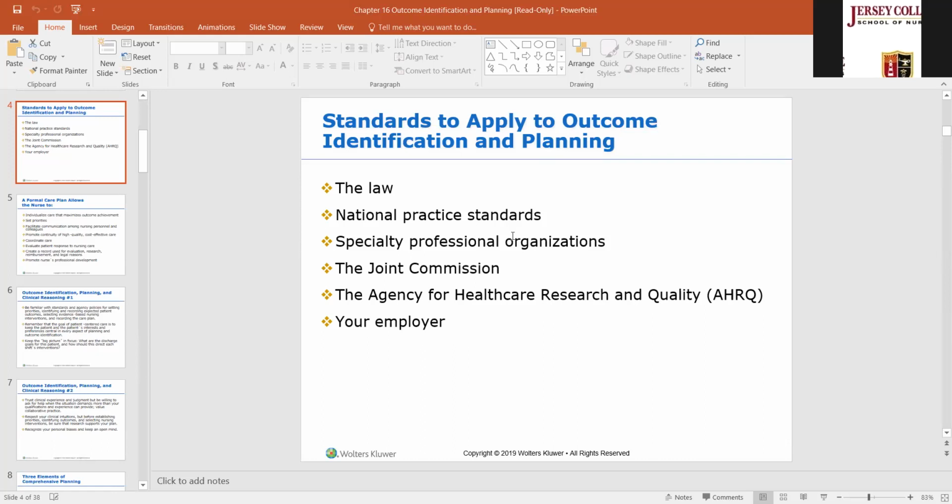All right. So we're looking at national practice standards. What kind of organizations help support this? The Joint Commission, they set a lot of guidelines. The Agency for Healthcare Research and Quality and your employer. They're all going to have something to say about this because they're going to have policies that surround this.